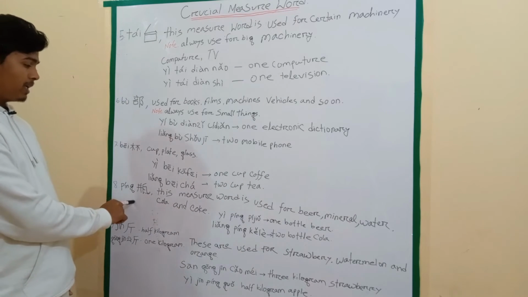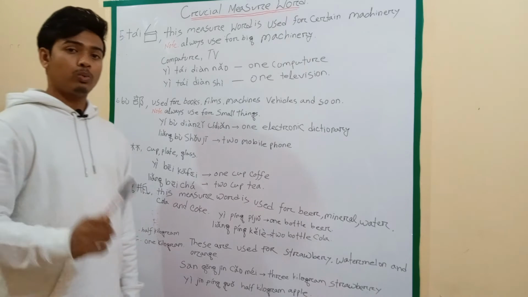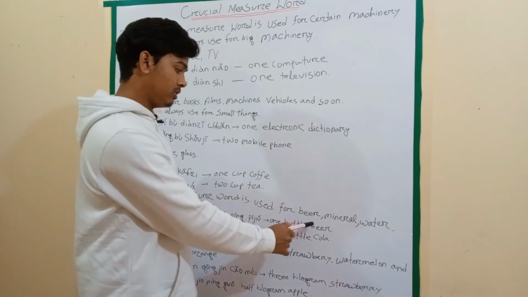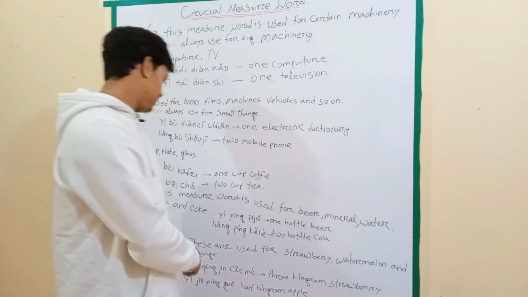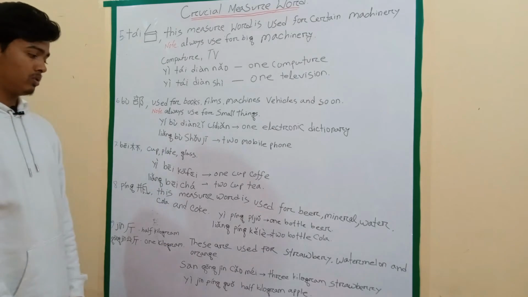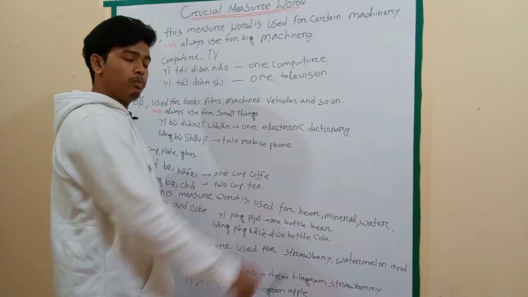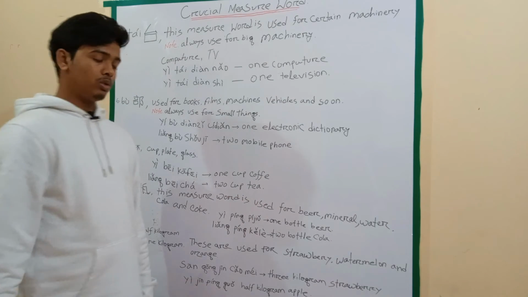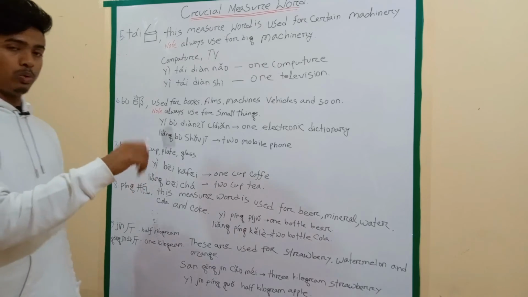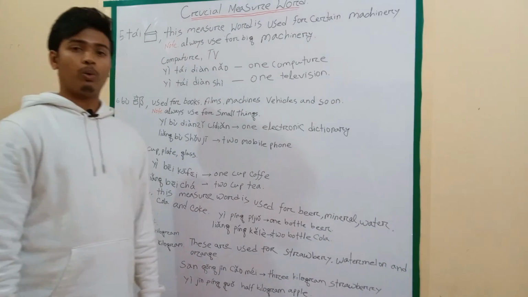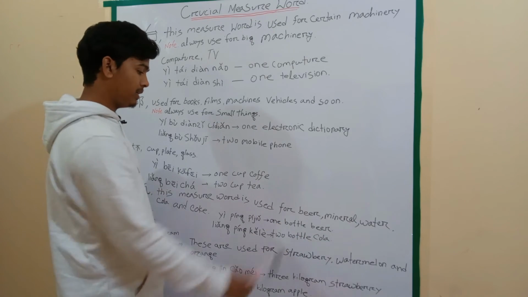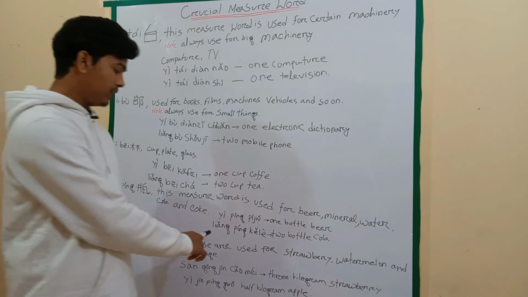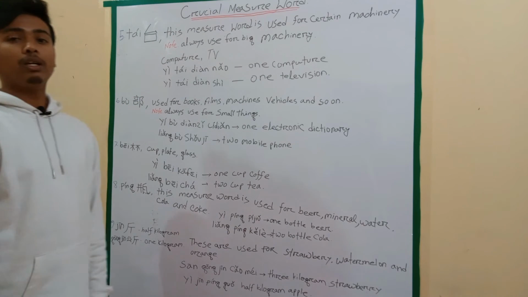Ping is the most crucial measure word which is used before words like beer, mineral water, cola and coke. Suppose one bottle of beer, 一瓶啤酒. 啤酒 means beer. Two bottles of cola, 两瓶可乐.